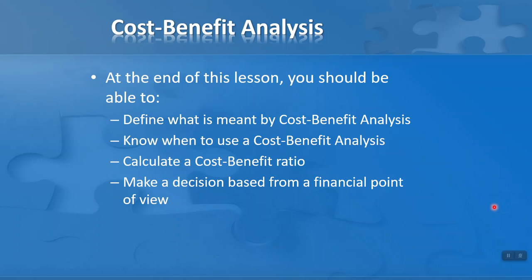So what are our objectives? At the end of this lesson, you should be able to do the following. First, define what is meant by a cost-benefit analysis. Then we want to know when to use a cost-benefit analysis and figure out how to calculate a cost-benefit ratio. And then finally use this to make a decision from a financial point of view.